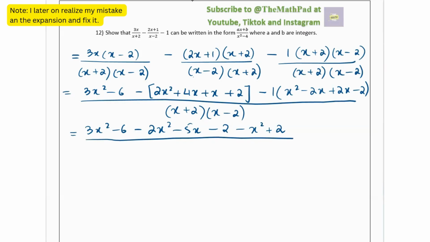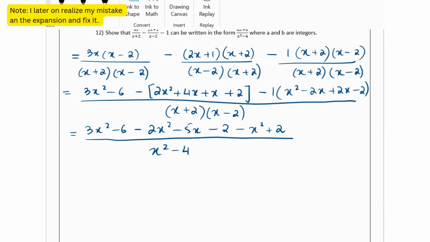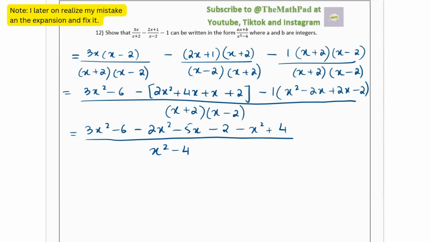For the denominator, if we notice, it's x plus 2 times x minus 2, which is similar to the difference of perfect squares, where a squared minus b squared is equal to a plus b times a minus b. So if you know the difference of perfect squares, you can directly use that to rewrite this as x squared minus 4. Or if you don't know it, you can just expand the brackets like we did over here. And that would also give us, wait, this is 4. That would also give us x squared minus 4.